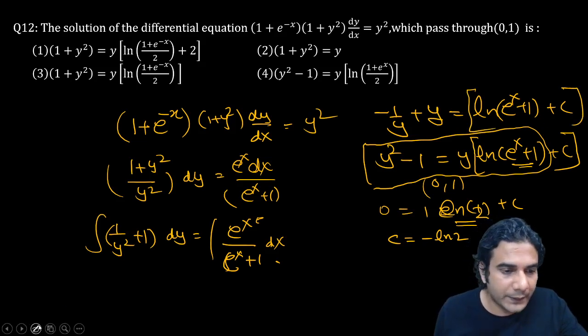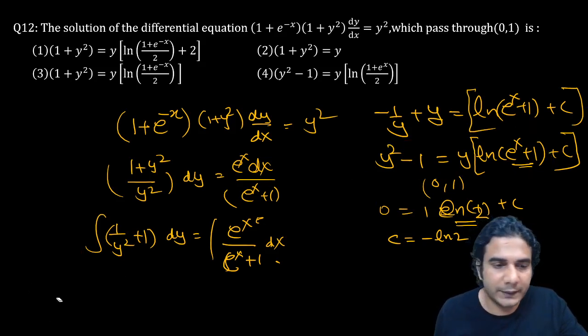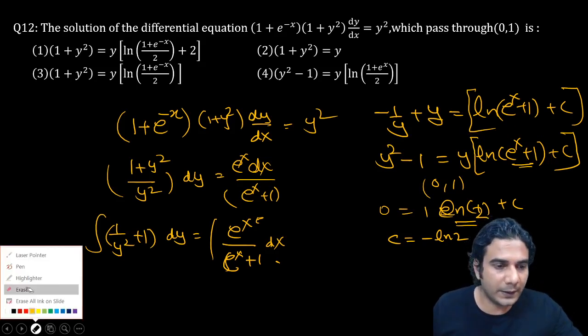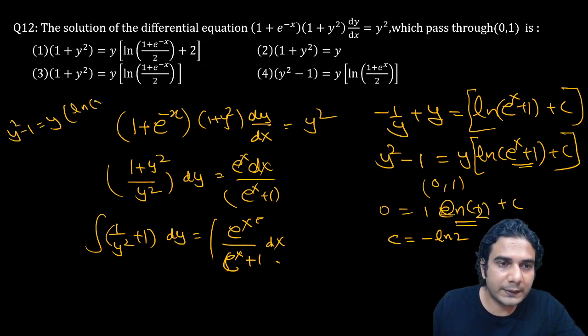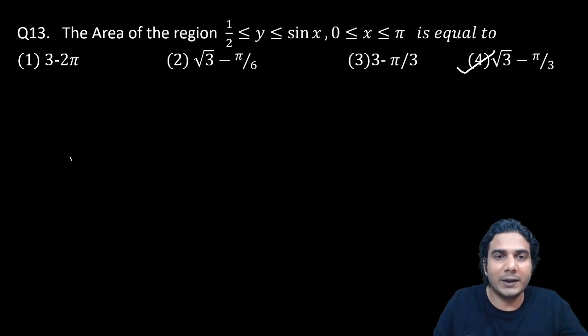All right. So I'll write it correctly. Let me erase this. Yeah, this was the equation. So if you put c is equal to minus ln2, it will be the final answer. Let me write. So the final answer is going to be y square minus 1 is equal to y, and then ln of x square plus 1 minus ln2, and you can club these two. So this will be the final answer. All right. So D was the final answer in this. All right. Let's move to another problem.